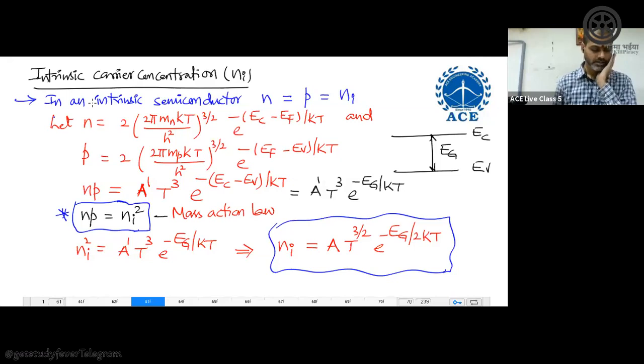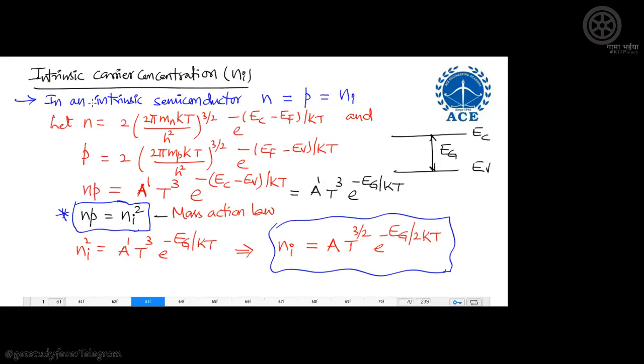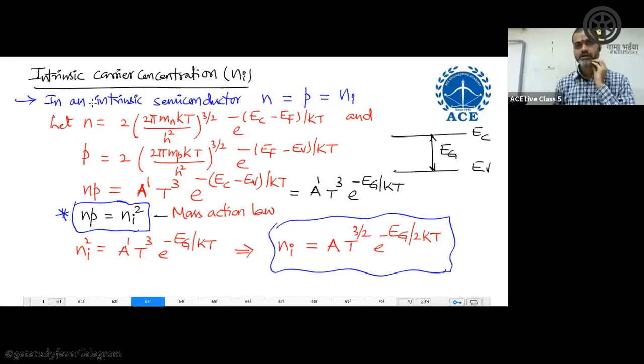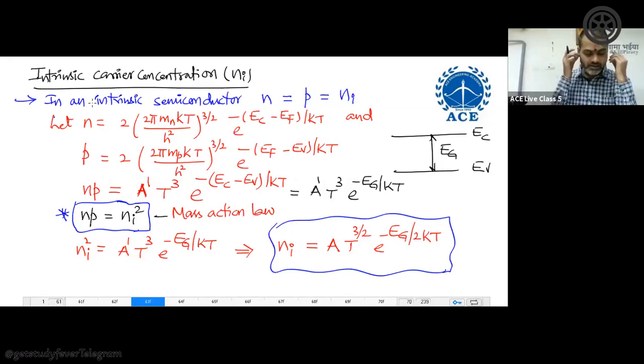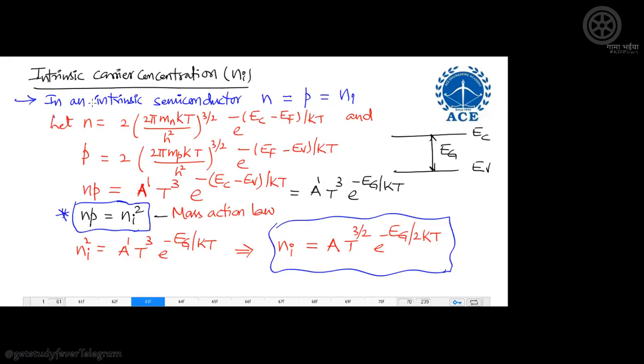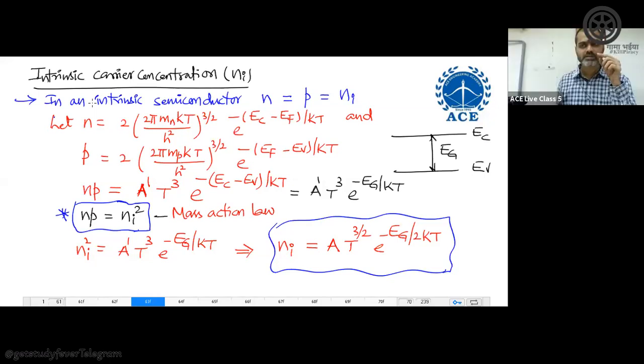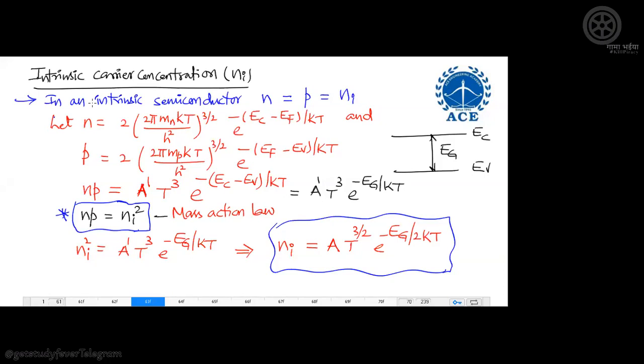Hello, sir. Can you hear me? Yes, go ahead. Sir, in the intrinsic carrier concentration Ni, we have taken EC minus EV as EG. I'm not getting that. EC minus EV is what? The energy gap. Yes, obviously. And in the Fermi level, we have taken EC plus EV as EG.